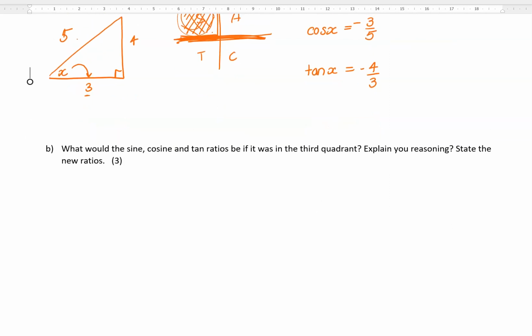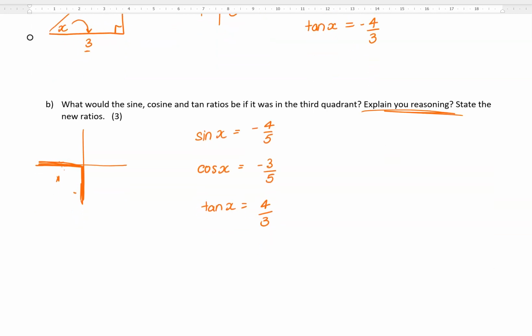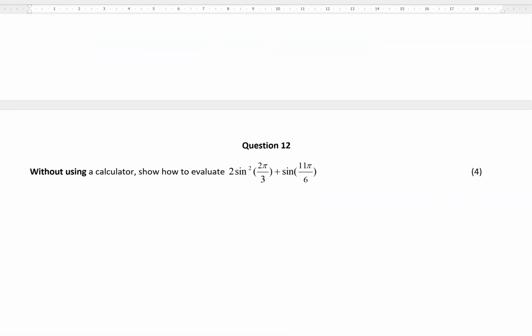If it is now in the 3rd quadrant, okay, so this one, cosine is still negative, but tan is now positive because you've got a negative divided by a negative, and negative makes a positive. Okay, so, and sine will be negative. So sine x will be negative 4/5. Cos x is still negative 3/5, so unchanged. And tan x is now positive.